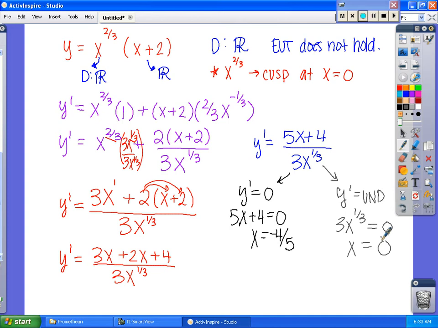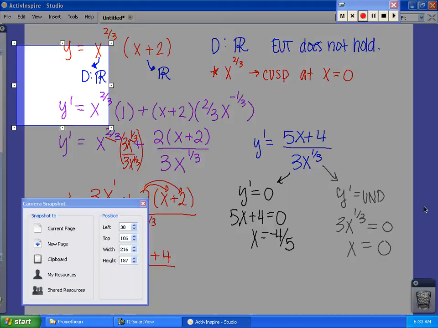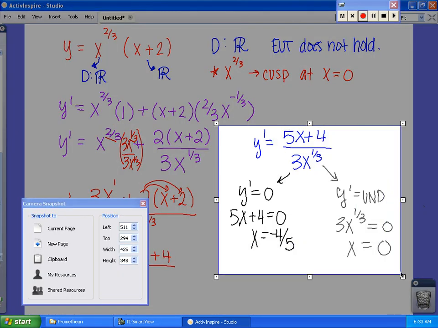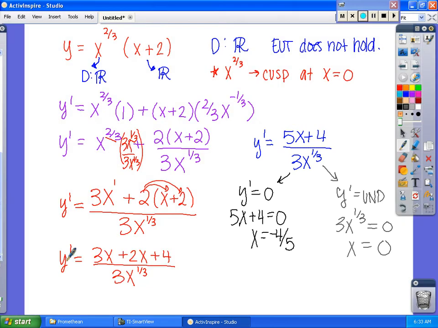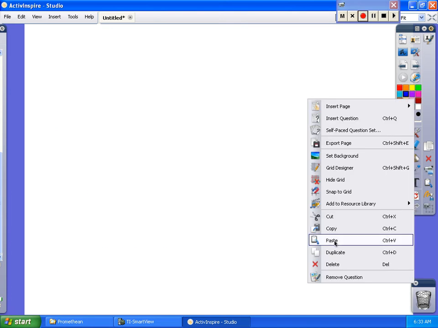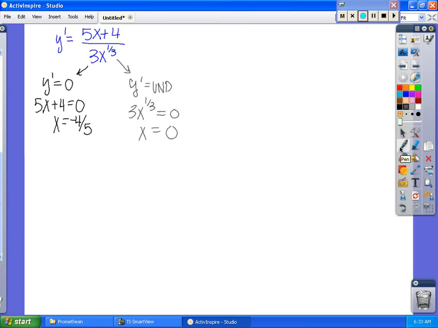So I'm going to take this and steal that over, and I'm going to use it to make my sign chart. Do it right underneath. Remember our domain was all real numbers, so I'm not going to have cutoff intervals. I'm going to put in my negative 4/5 here and 0 here. 0 was an undefined, and negative 4/5 was 0. And then we're going to put in our signs.